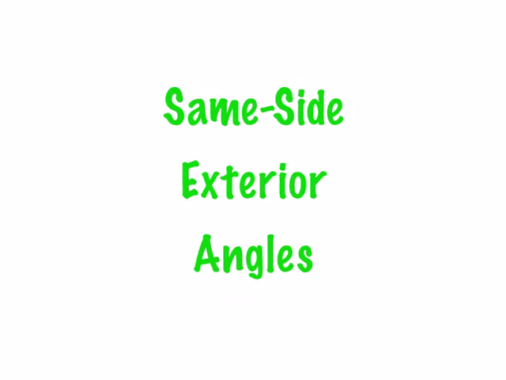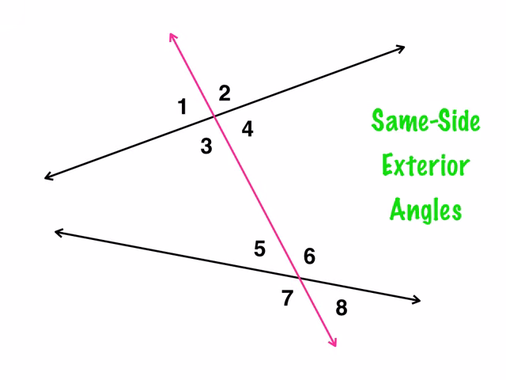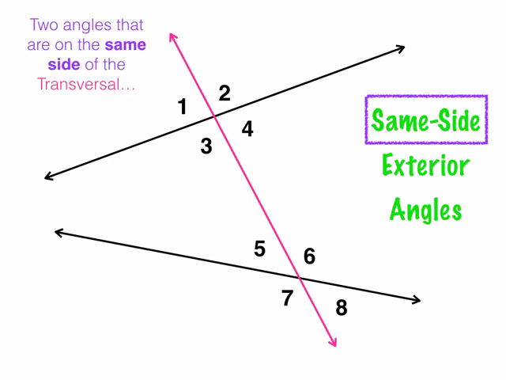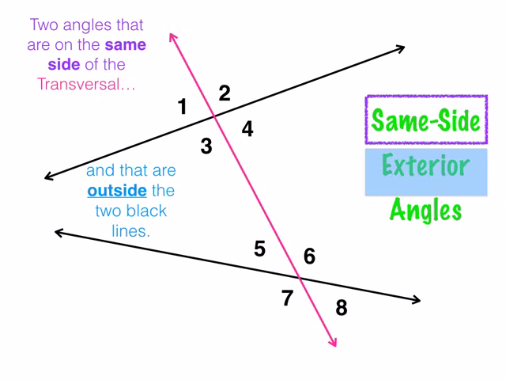Now let's look at our next special angle pair, same side exterior angles. So the same side part is the same. No pun intended. So I need 2 angles that are on the same side of the transversal. But now exterior means I need 2 angles that are outside the two black lines. So if I'm starting with the exterior angle 1, can you tell me which other exterior angle is on the same side of the transversal? So it has to be on the same side of the transversal as angle 1 and outside the two black lines.